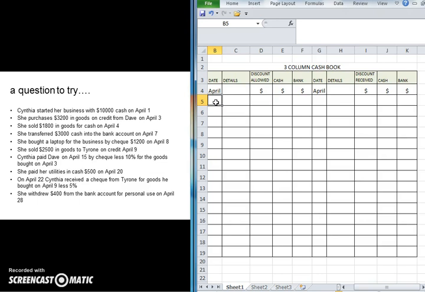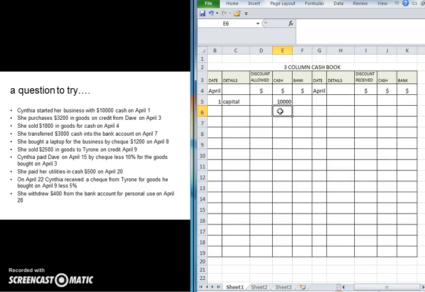So let's go. Now Cynthia started her business with $10,000 cash on April the 1st. So remember what you do. You ask the question, what is the business getting? It's getting $10,000 cash. That means it's going to receive $10,000 cash as capital. That's what started her business is represented by. So the capital account will have this 10,000 and the cash book, which we are doing, will record the 10,000 on the debit side.